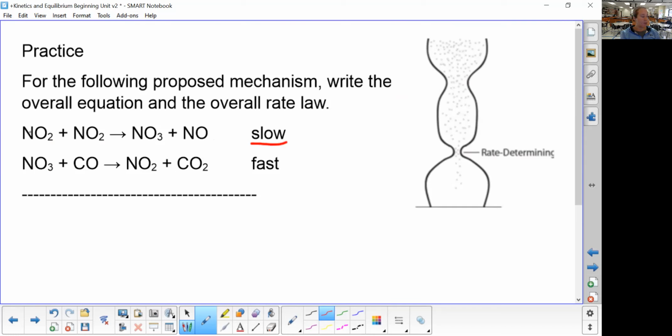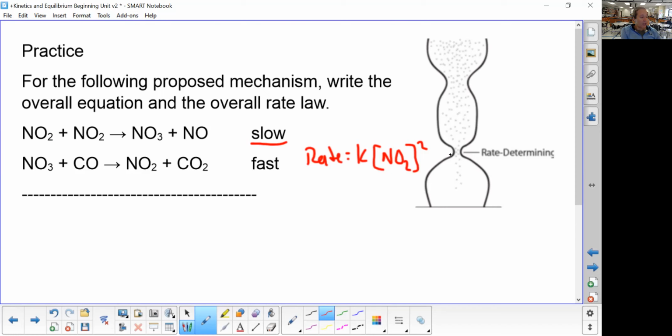But if it's the first one, then the rate law is going to be rate is equal to K, and we've got 2 NO2s, so we can just write it as NO2 to the second power. You could write NO2 and then NO2 to the first, and it would combine and make it to the second. So that would be the rate law.